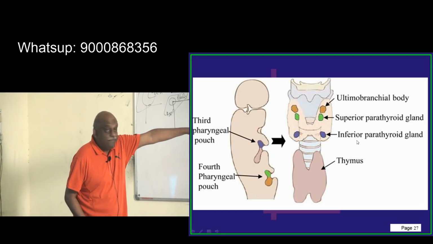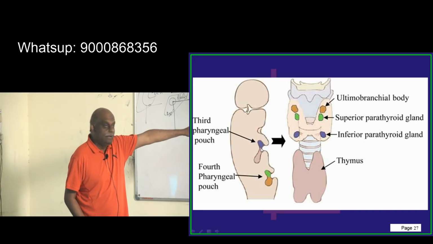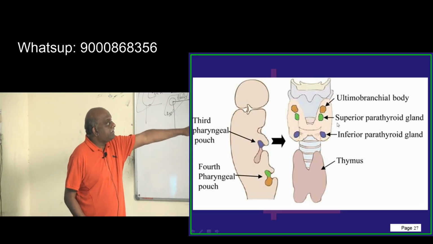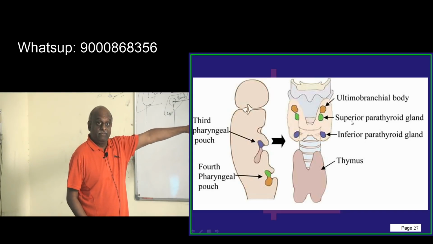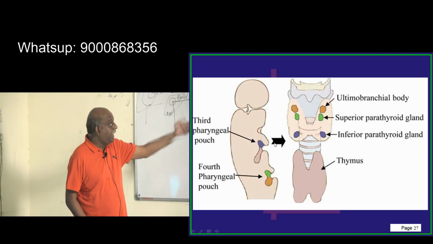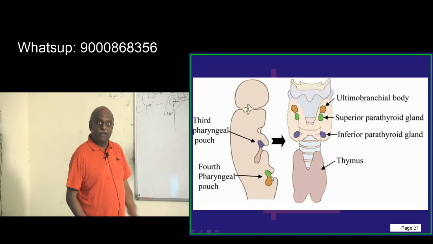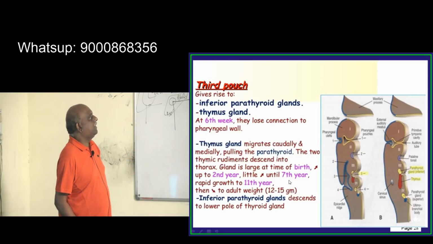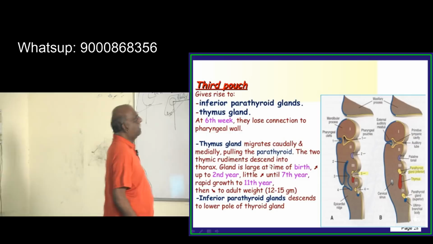Though it is inferior parathyroid, 3 is a small number. It comes from the third pharyngeal pouch, whereas superior is a higher number. Superior means higher, and fourth is a bigger number. So the superior parathyroid comes from the fourth pharyngeal pouch, is what you need to remember.